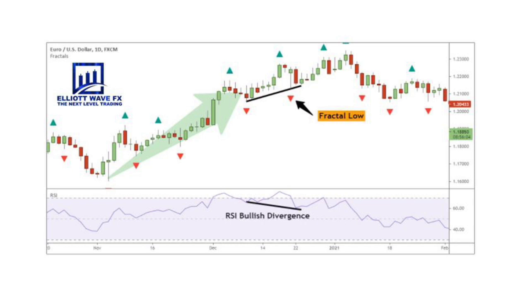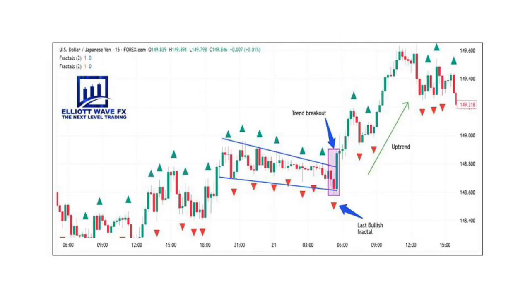A bullish fractal pattern, which indicates a market reversal to the upside, forms when each of three successive candlesticks show price moving to a lower low, followed by two candlesticks showing price action with a higher low than the low of the preceding candlestick. Interpreting and using the fractal pattern.